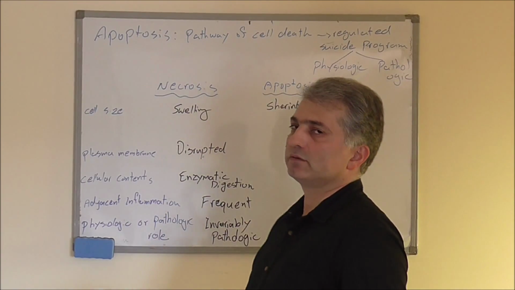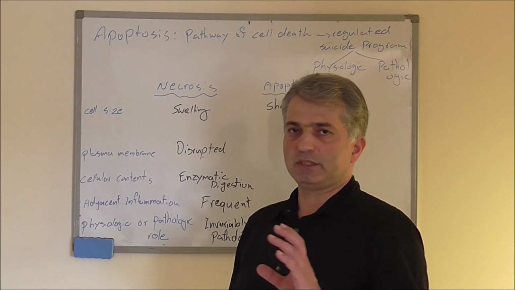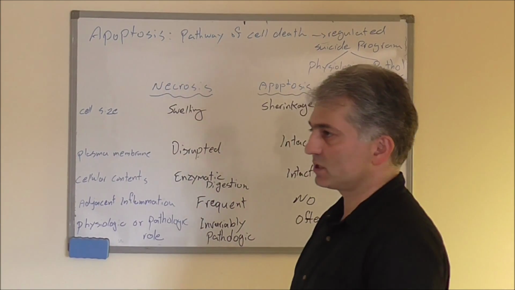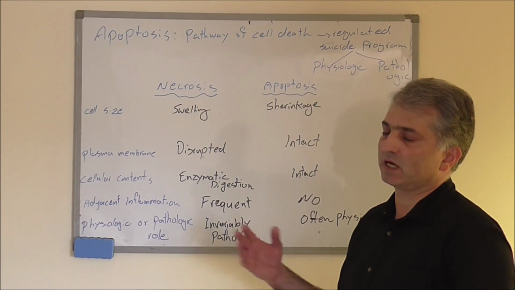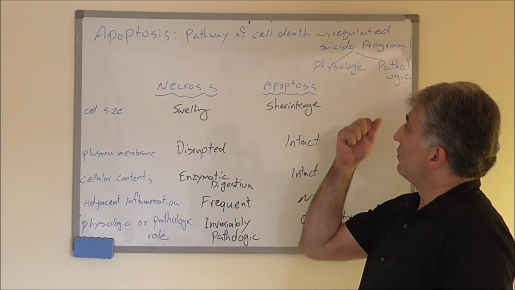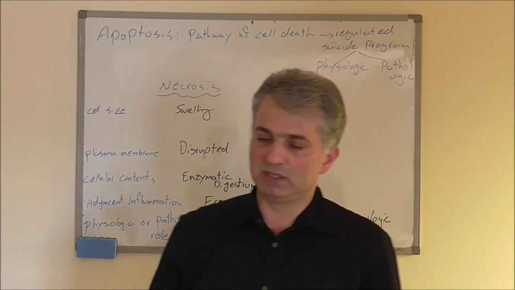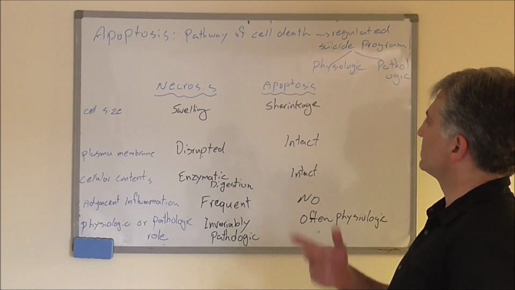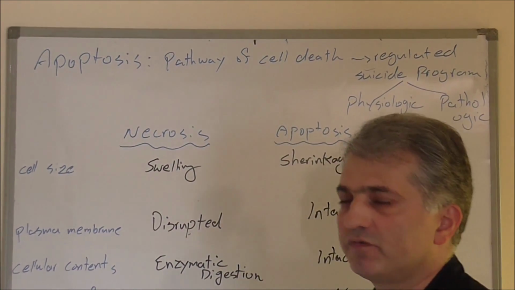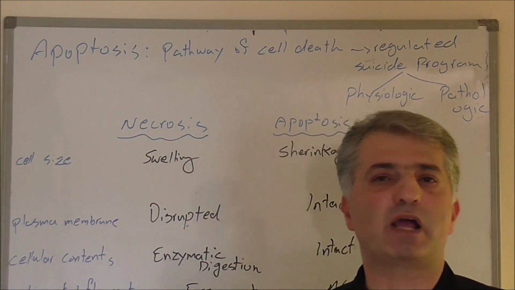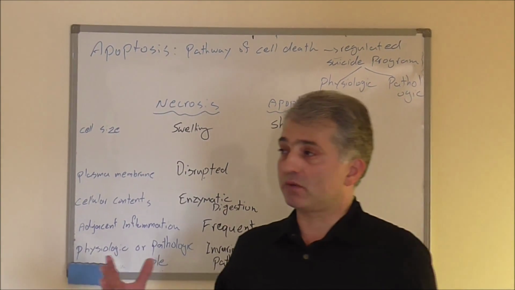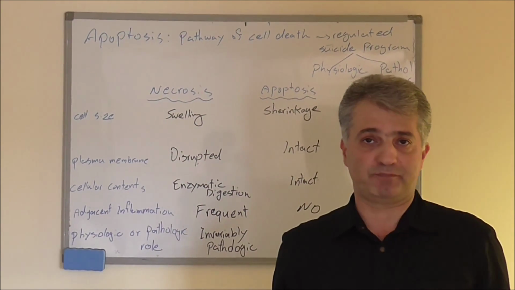All right. After learning about adaptation and necrosis, the last part is apoptosis. I'm explaining it after necrosis because it's a pathway of cell death. It is how the cell regulates to kill itself. We call it a regulated suicide program. What does it mean? Is it bad or good? Is it physiologic or pathologic? Actually, we have physiologic and we have pathologic apoptosis. Physiologic apoptosis is actually helpful.